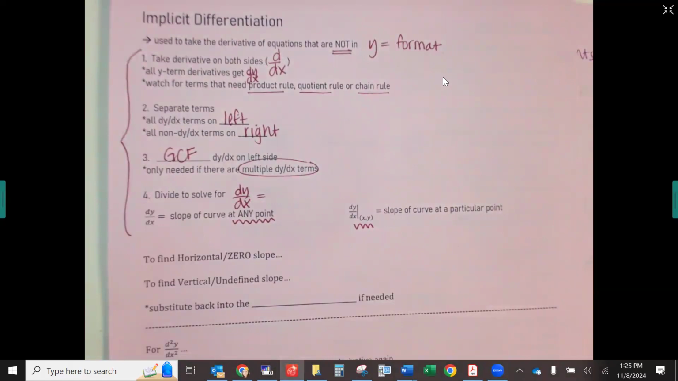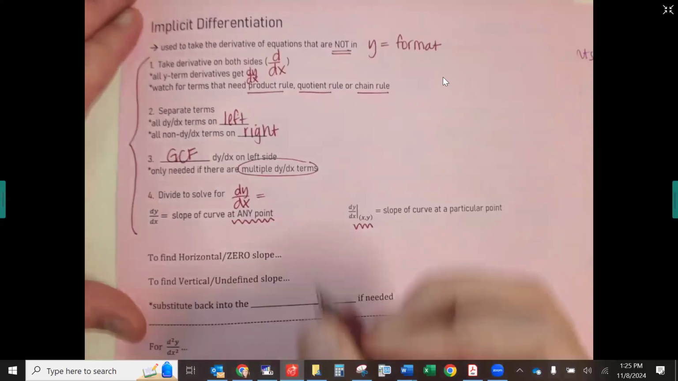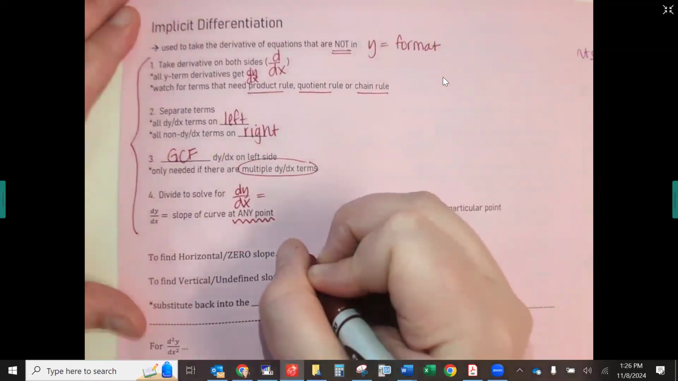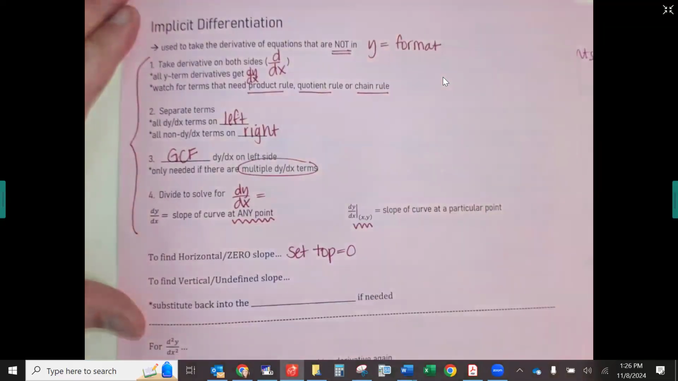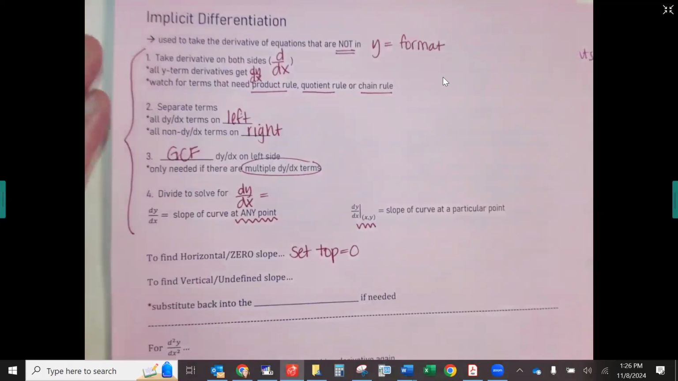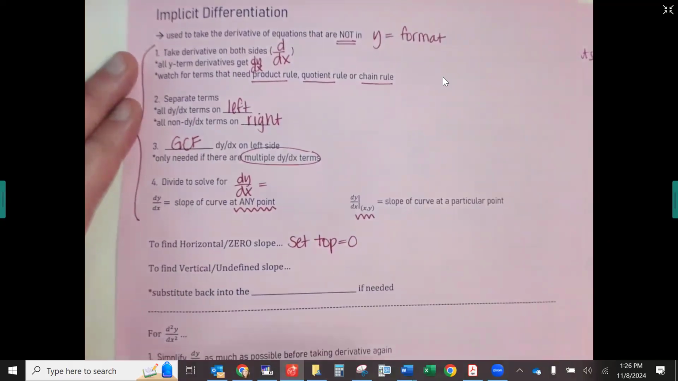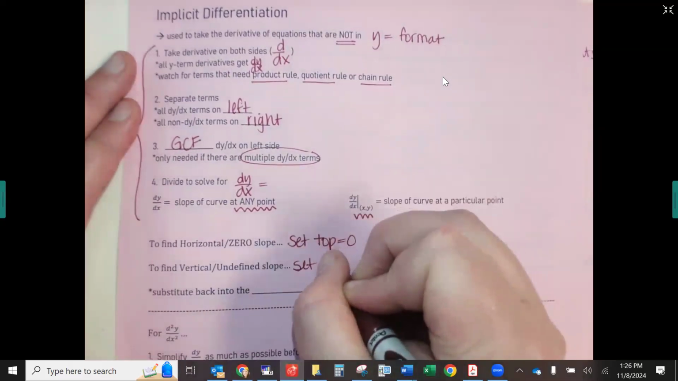If you are asked to find the horizontal slope, what part of the dy/dx do you set equal to 0? Top or bottom? Top is correct. And then if you're asked to find a vertical or an undefined slope, you would set the bottom equal to 0.